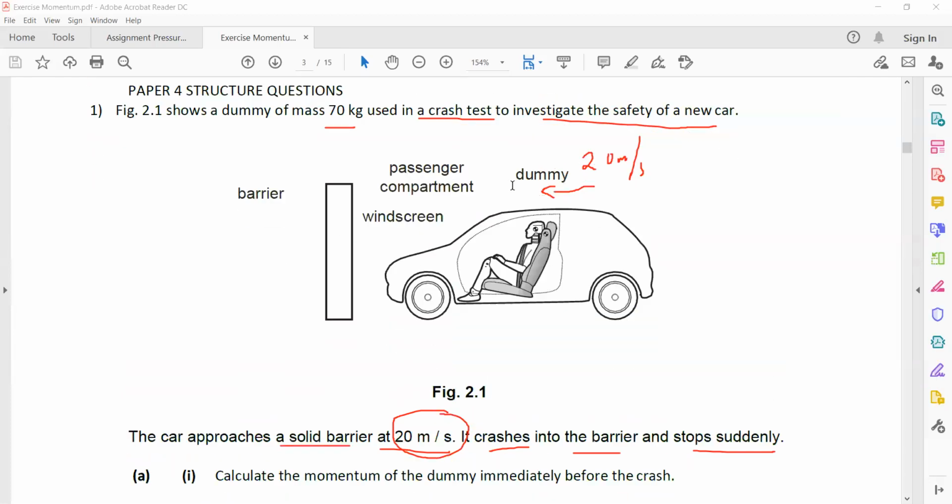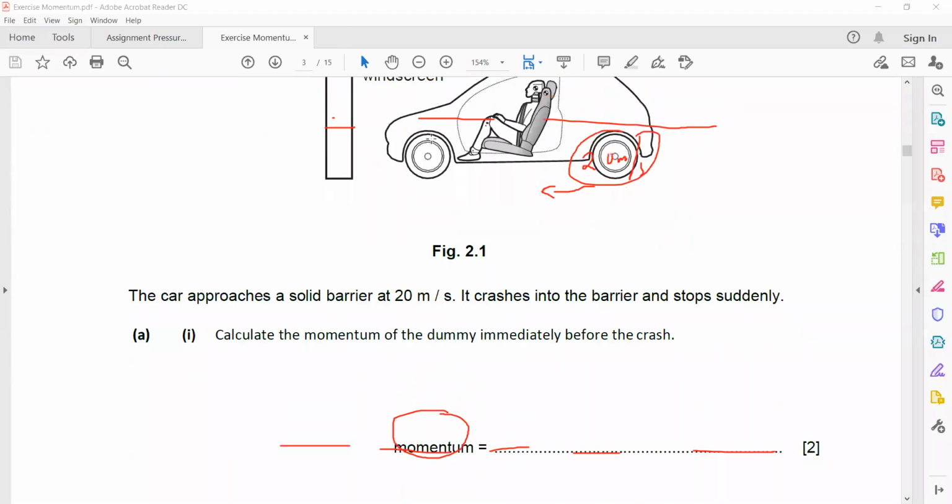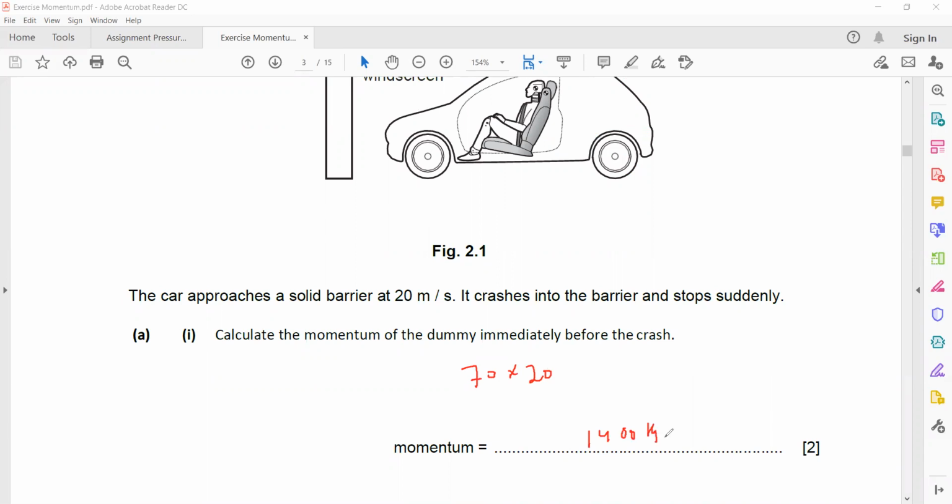Immediately before the crash, the speed of the dummy is 20 and the mass of the dummy is 70. So what was the momentum before the crash? Momentum is the product of mass and velocity. So 70 multiplied by 20 is equal to 1400 kilogram meter per second.